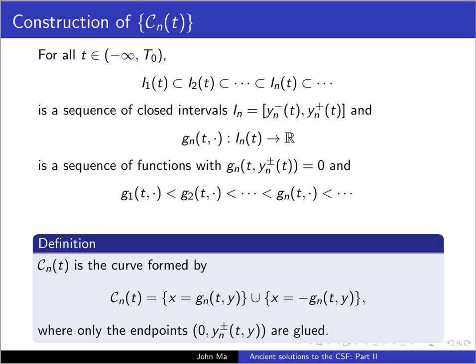Once we have this sequence, we'll use it to define Cn by reflection. We define Cn to be two parts. The first part is just the graph of Gn, and the other part is the graph of negative Gn. So basically, we're taking one part of the graph and reflecting it along the y-axis, and then gluing them together along the endpoints. That's why we require that Gn sends the endpoints to 0. This is how we glue them together along the y-axis.